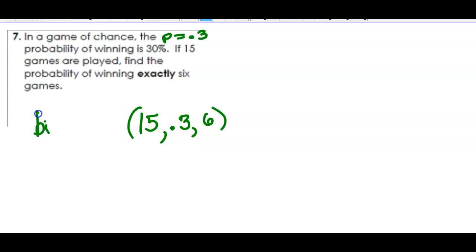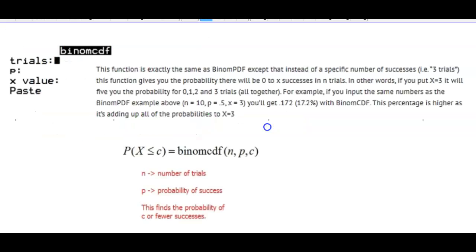All right. I'm just going to set up one more. In a game of chance, the probability of winning is 30%, so you would put in 0.3. 15 games were played, that's your number of trials. And the probability of winning exactly 6 games, you would type this in. Now, this comes out 0.147 I have.